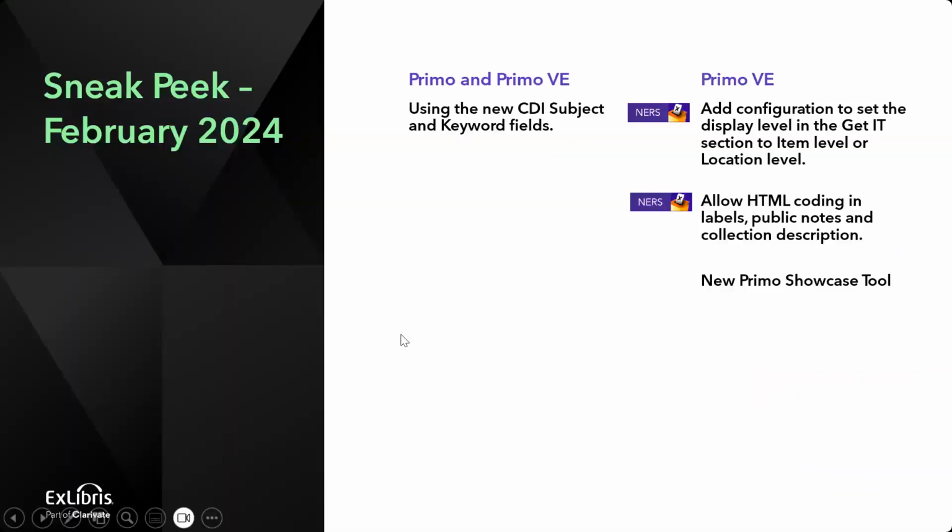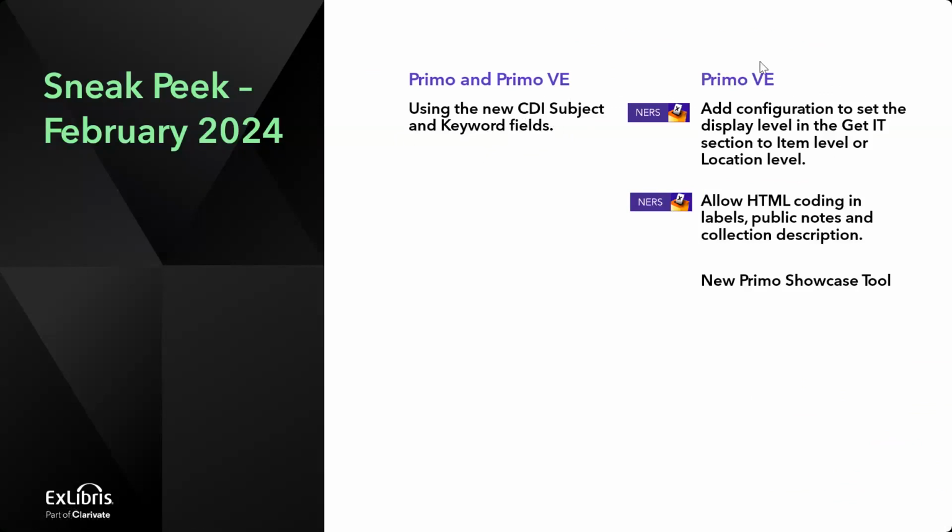Okay, so far I covered all of the things of the November release. What is coming in the February? As I mentioned, in the February, we're going to roll out the subject and keywords fields from CDI. You will have a configuration to activate it if you choose.